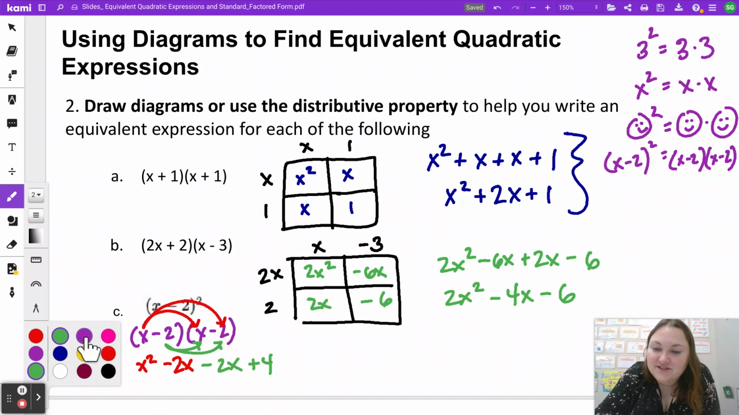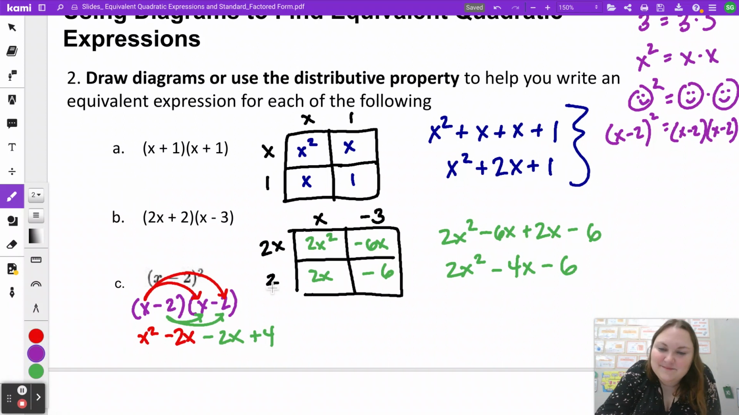So when we finish and go to simplify, x squared minus 2x plus 4. Be careful with that negative 2x and negative 2x. Those don't cancel out. A negative 2 and a negative 2 gives you negative 4. So that would be a negative 4x there. And our final answer would be x squared minus 4x plus 4.